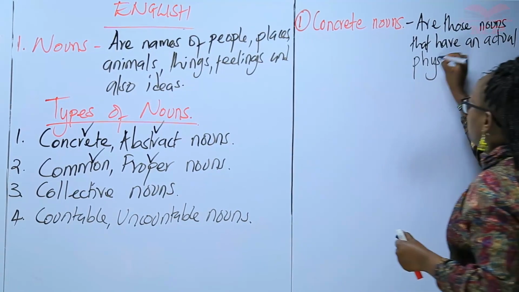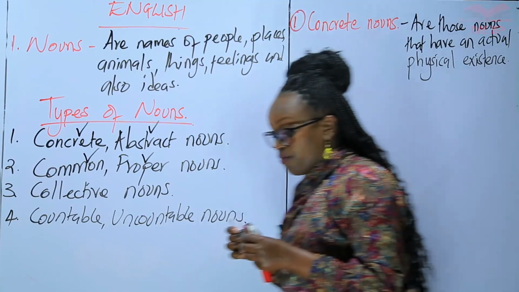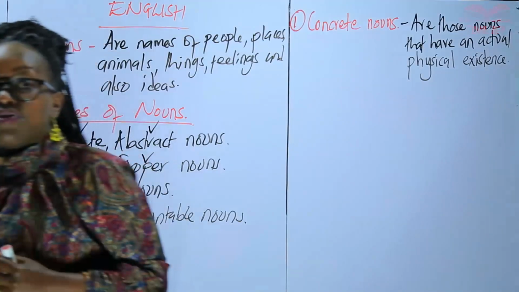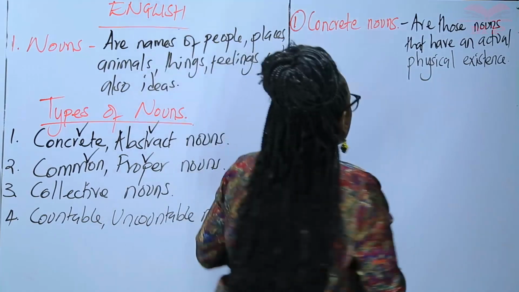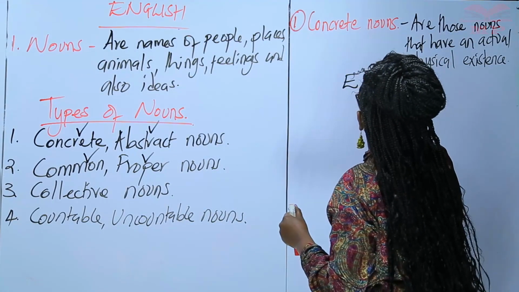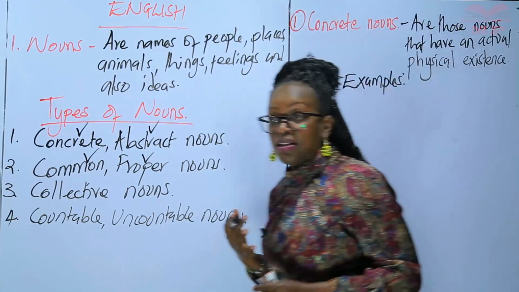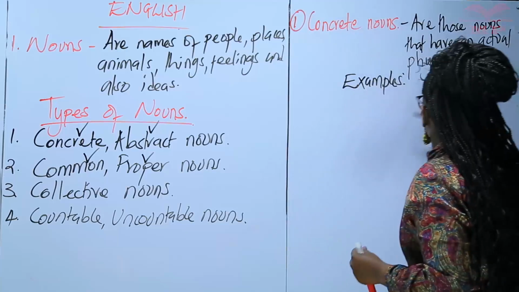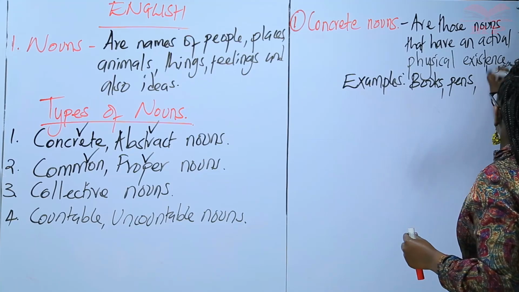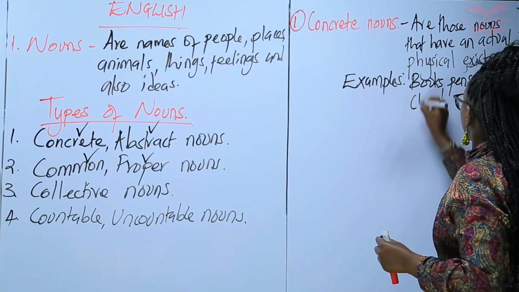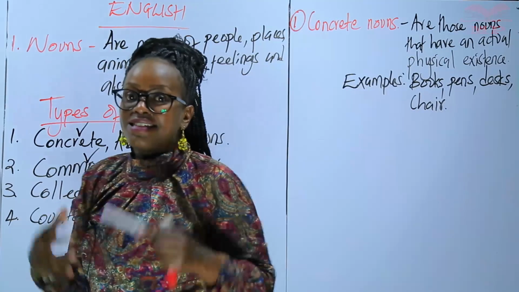When you talk about an actual physical existence, remember we mean those nouns where, when I ask you for a chair, you can bring me a chair. When I ask for a book, you can give me a book. So all those are examples of concrete nouns. You can write out those few examples, especially picking out examples from your environment, the ones that you can relate to. I've talked about books, pens, desks, and chairs. All these are things in your environment that you can touch and see.